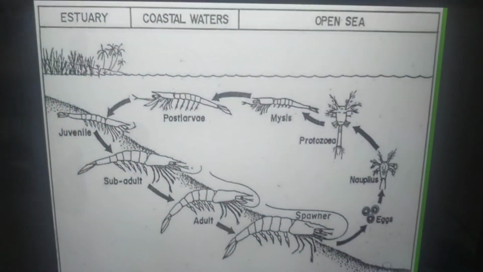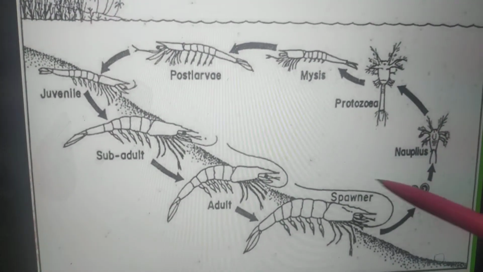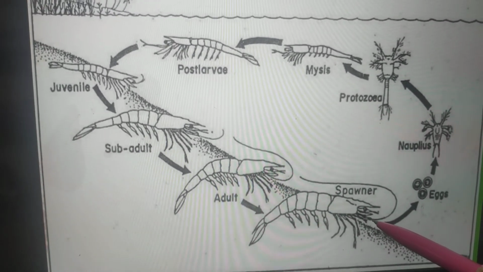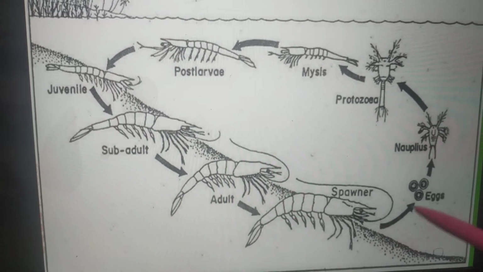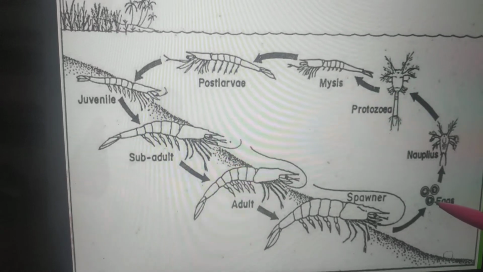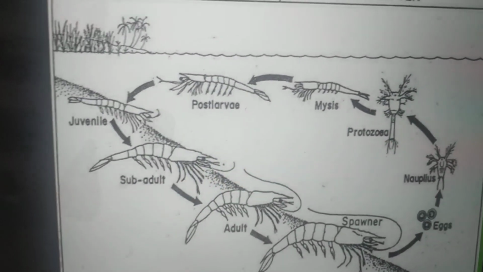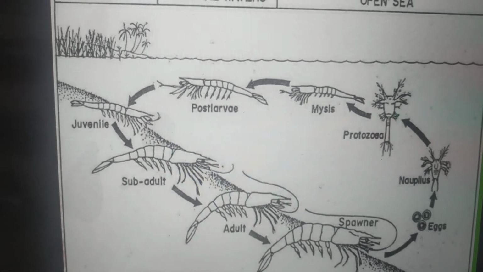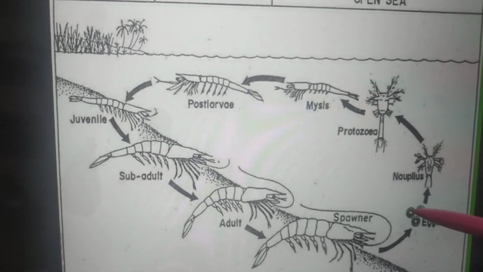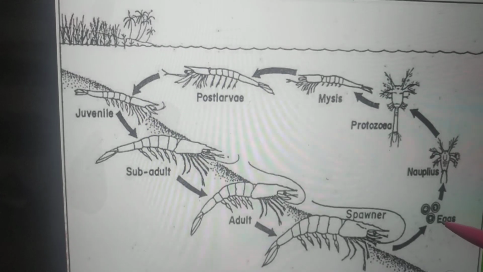And these are the larval stages of shrimps, right? The adult is usually in seawater, and it spawns, dropping eggs, where fertilization takes place outside the water. We call it external fertilization. The female sheds its eggs, and sperm is released into the water. Fertilization takes place outside the body, so it is called external fertilization.